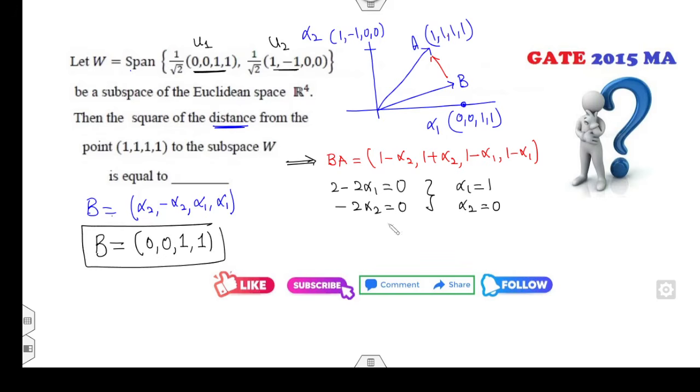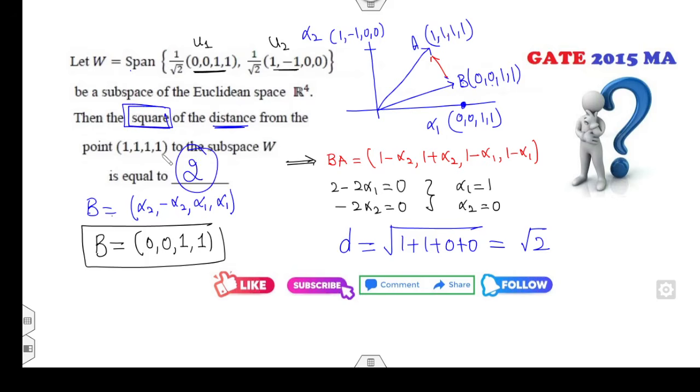Fine. So now can you find the distance between the B and A? 0 0 1 and 1. So basically B is nothing but my u1. Fine. So can you find the distance, x2 minus x1 plus 0 plus 0, which is root 2, and your target is to find the square of the distance. So 2 is the right answer of the problem.